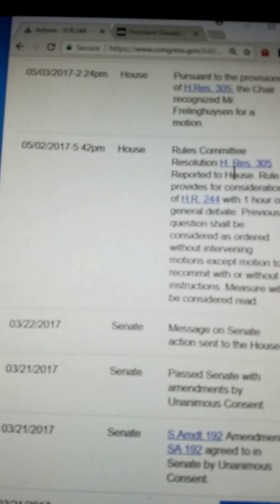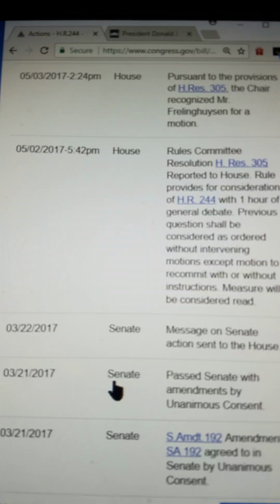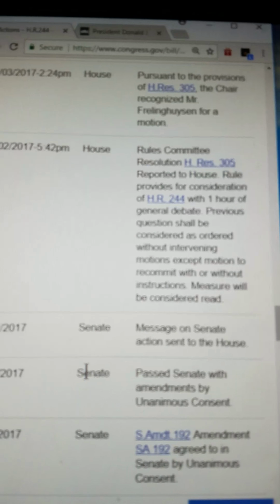So apparently it got back to the Rules Committee where they introduced a House Resolution number 305, and that's got some amendments in it. Excuse me. Move it a little bit so it can clear up, because I really need for you all to see this. I'm hoping it's not blurry, because this right here is really important.